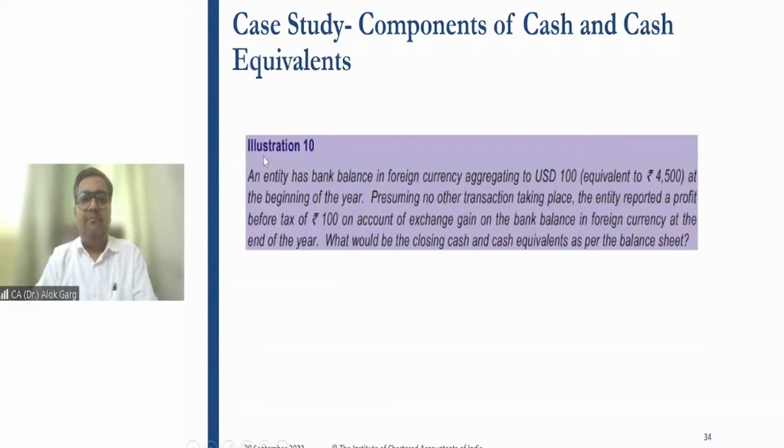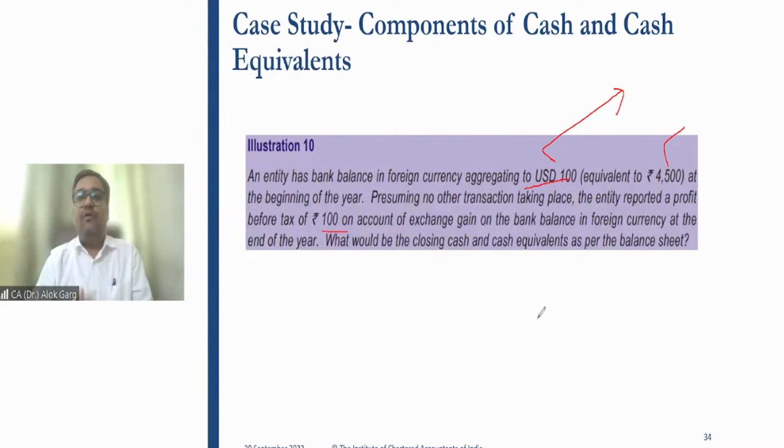So friends, this illustration number 10, we can quickly go through. An entity has a bank balance in foreign currency aggregating. So this is a cash and cash equivalent in foreign currency, right? Aggregating to $100 equivalent to 4,500 at the opening. Presuming no other transaction taking place, the entity reported a profit before tax of 100 rupees. There is no transaction, right? But this US dollar value has increased by 100 rupees.